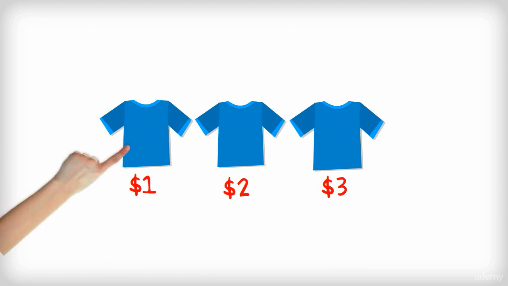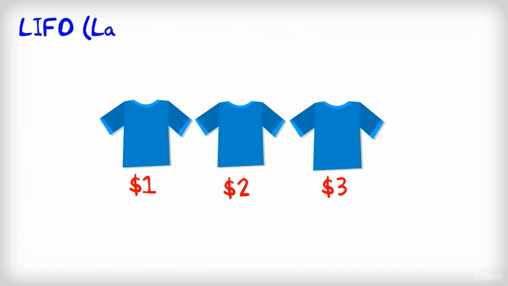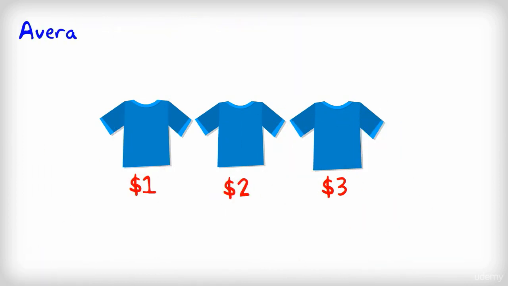First assumption is FIFO, first in, first out. The products that we buy first are the first to be sold. Second is LIFO, products that we buy last are the first to be sold. And finally, we have average cost method. We find the average cost of each shirt and we apply it to each sale that we make.